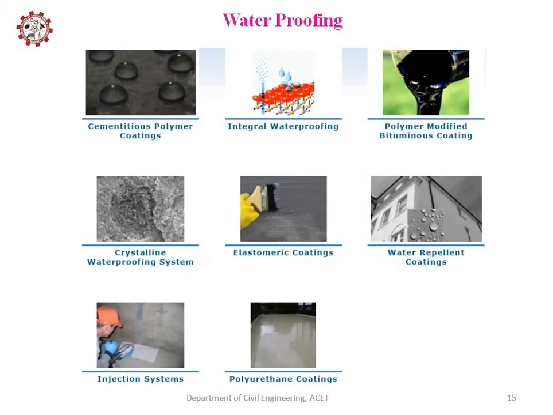Then if you are doing waterproofing, the chemicals used are cementitious polymer coatings, integral waterproofing, polymer modified bituminous coating, crystalline waterproofing system, elastomeric coatings, water repellent coatings, injection systems, and polyurethane coatings. So these are the waterproofing admixtures which are used for different construction techniques.